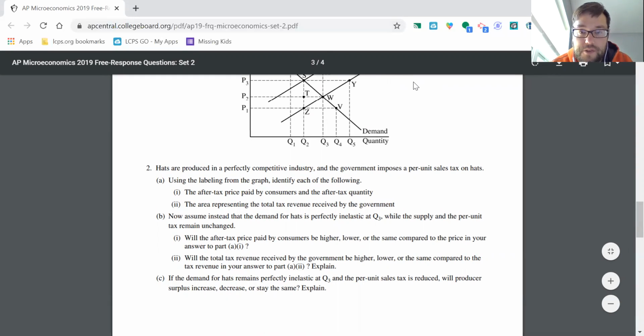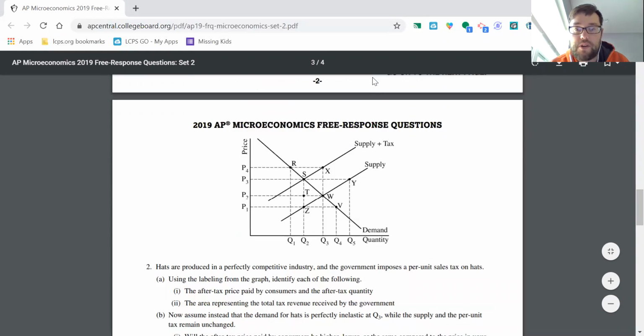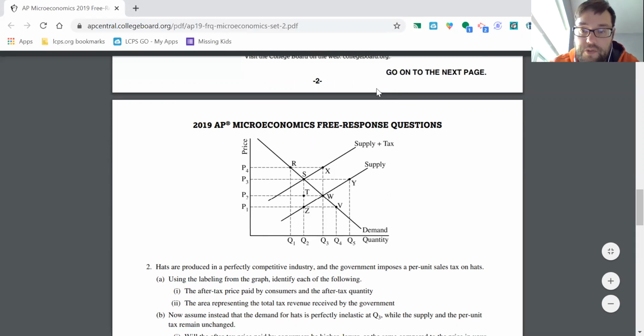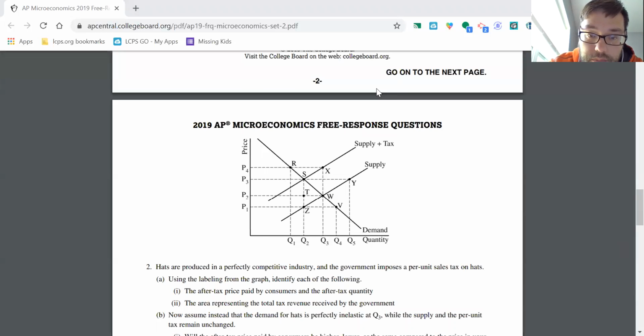All right, so now we want to do a similar question. If the demand for hats remains perfectly inelastic at Q3 and the per unit sales tax is reduced, will producer surplus increase, decrease, or stay the same? Explain. Okay, so we want to know about producer surplus. Let's redraw that inelastic demand curve. All right, so we're at Q3.